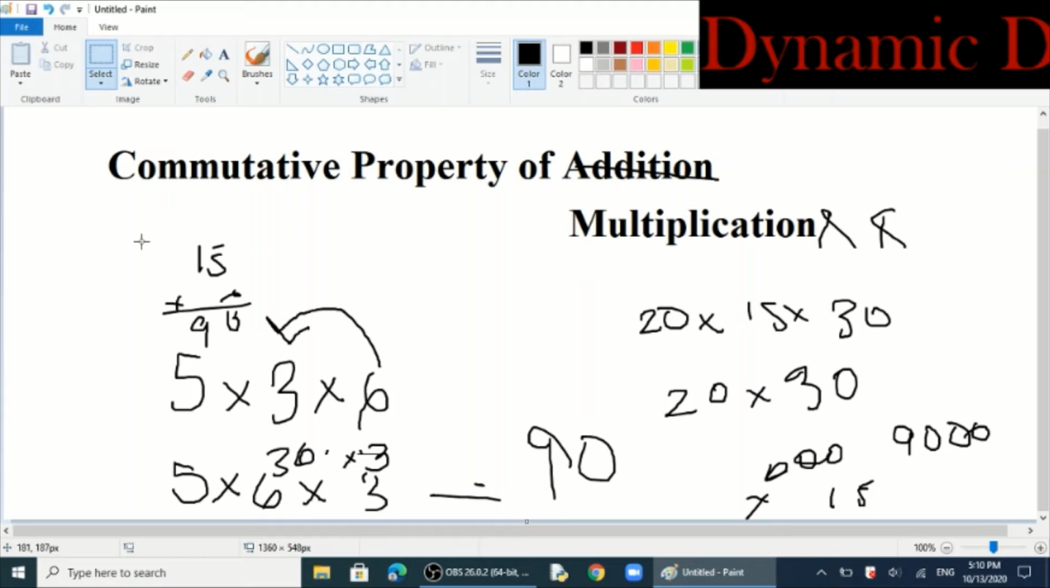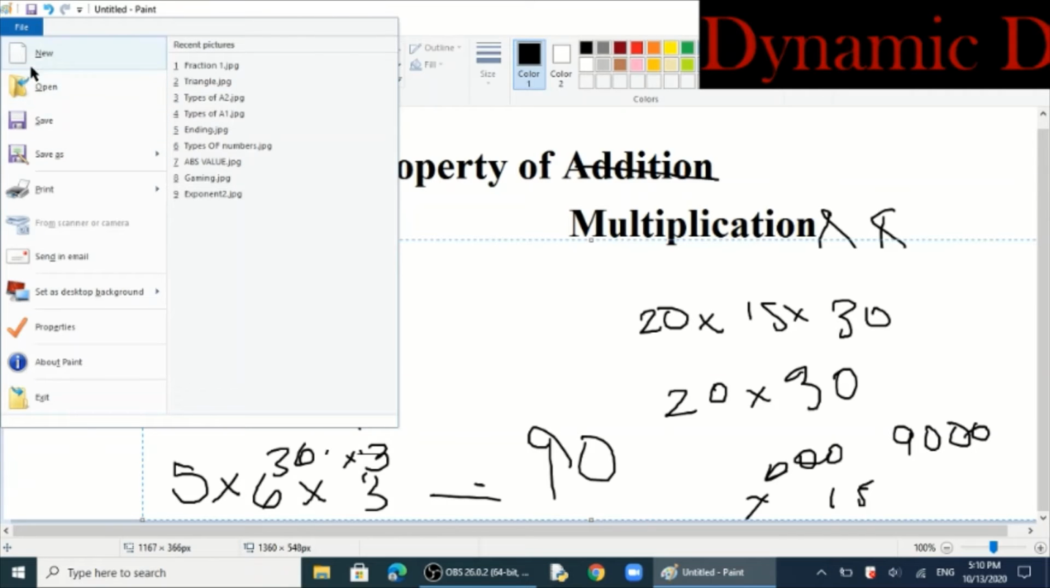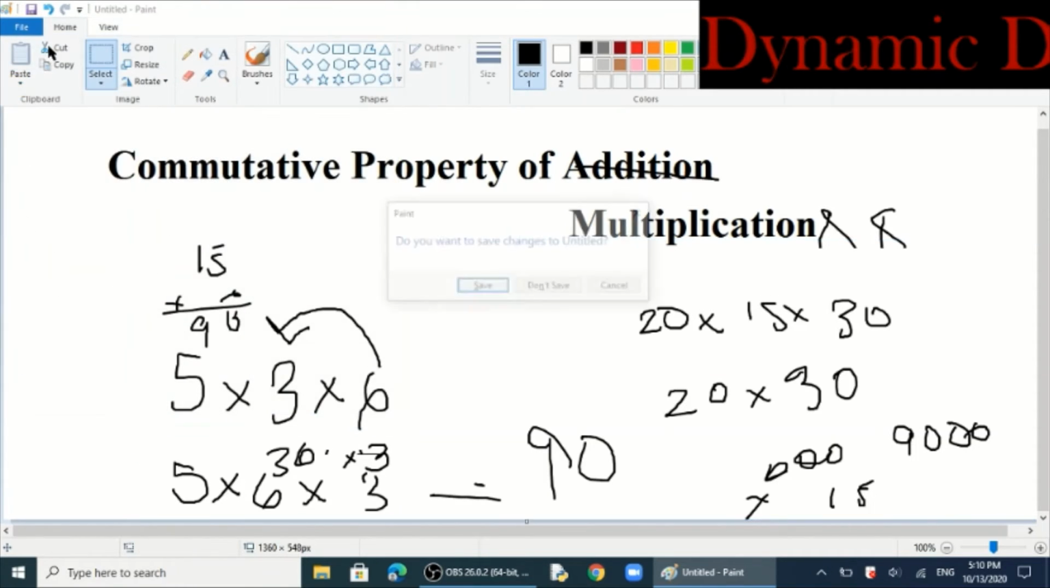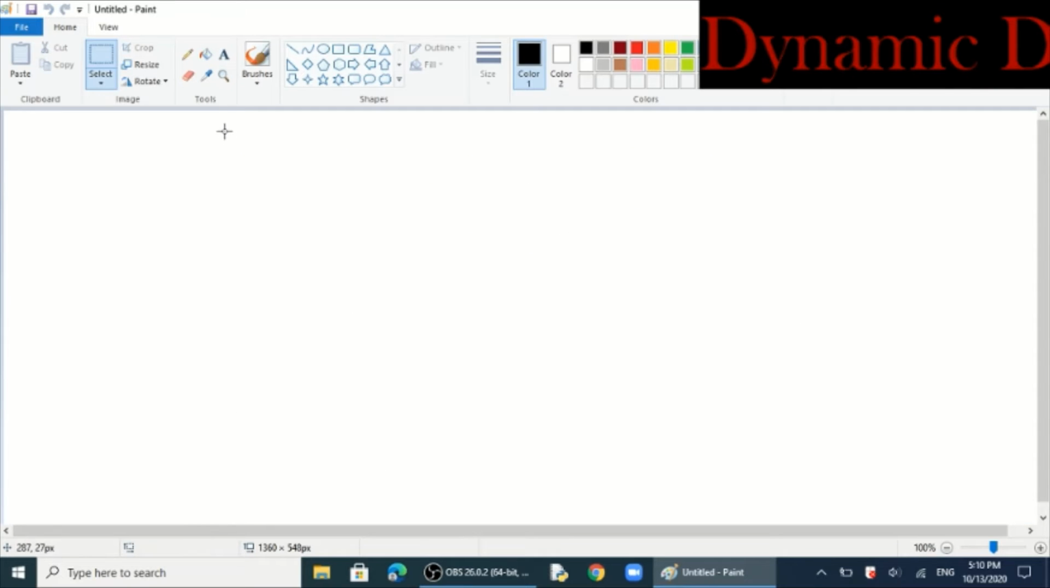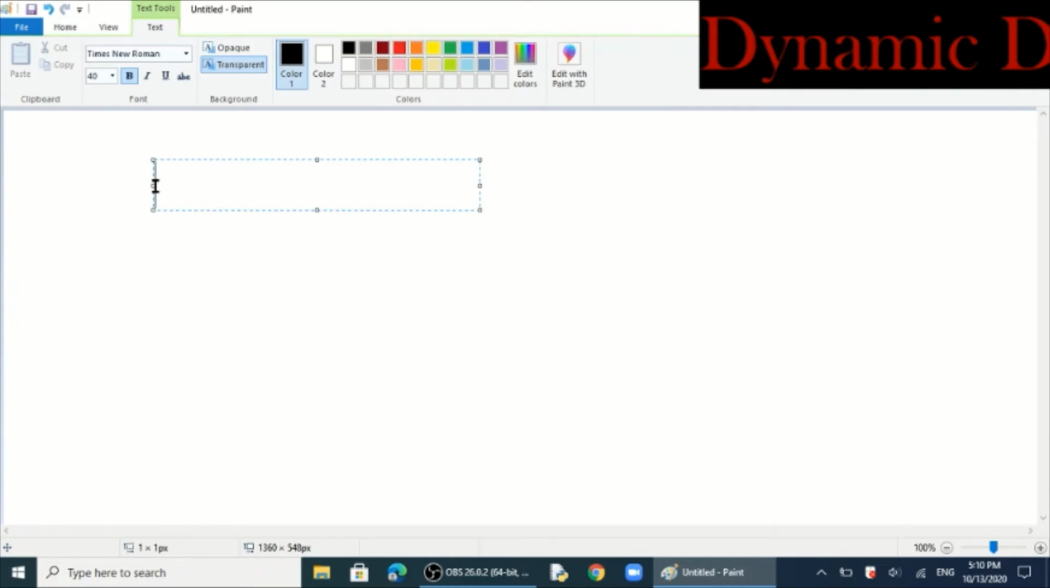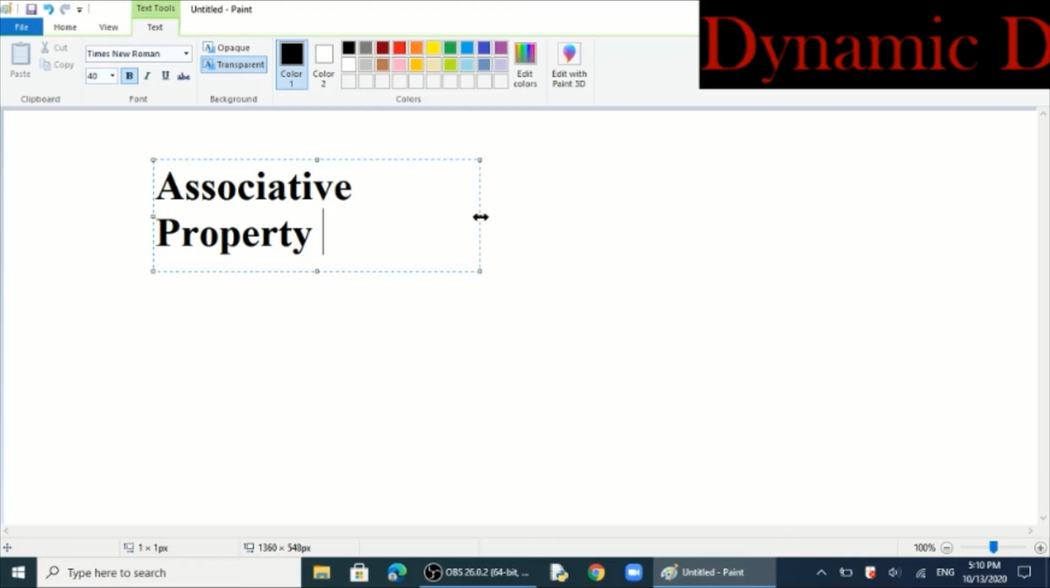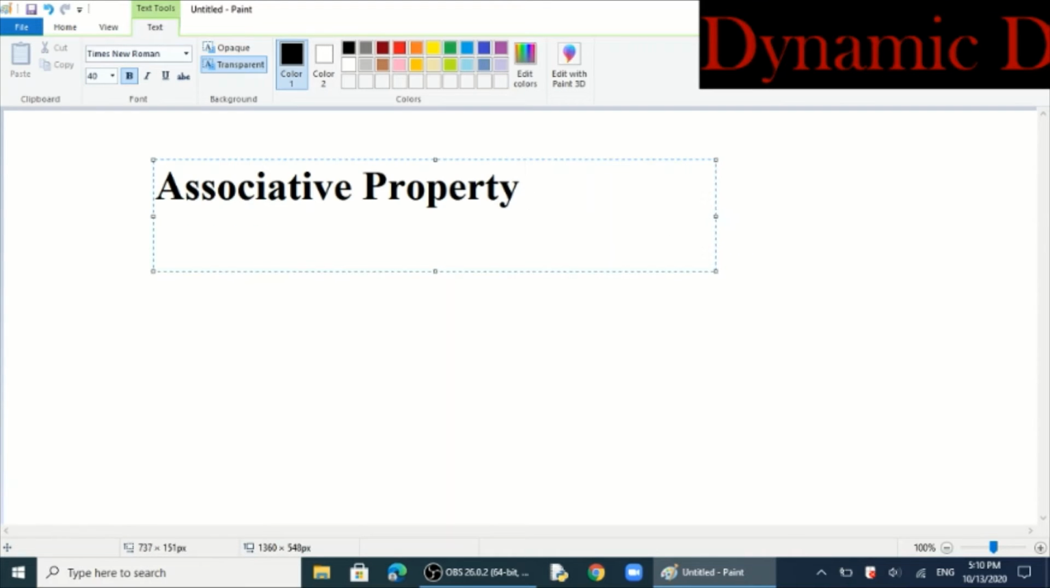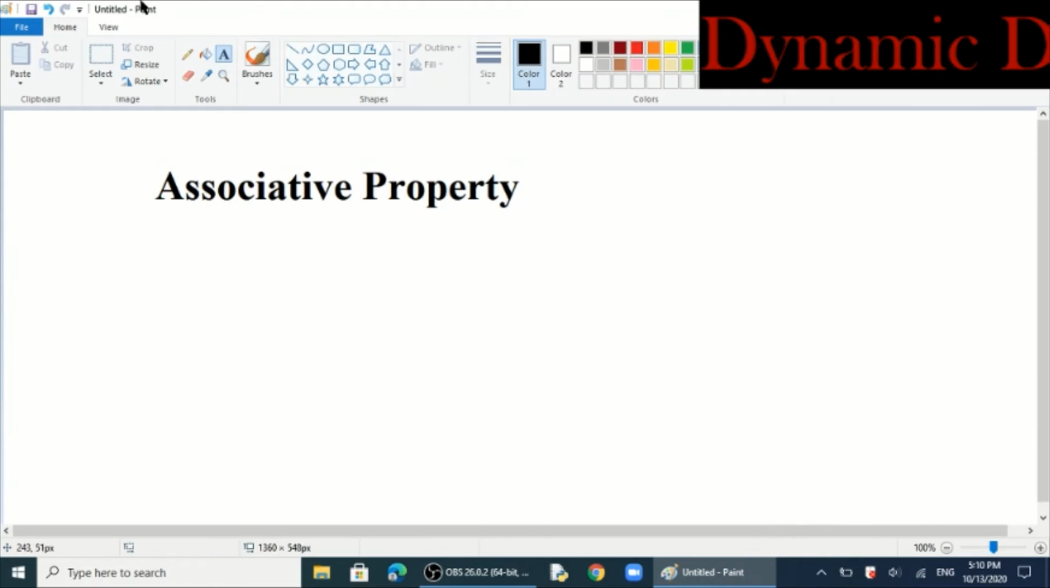Okay, so let's delete all this. And I'll actually open up a new one. Okay, so now we're going to talk about the associative property. I might spell this wrong, but yeah. The associative property is like order of operations, you could say. So let's start off with addition.